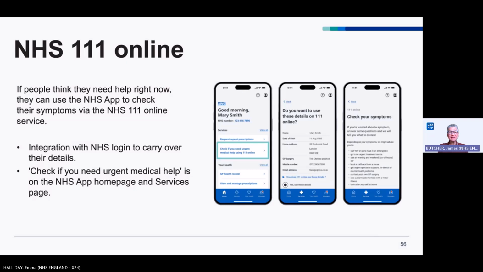Another piece of enhanced functionality here is NHS 111 online. I think this is really simplistic, so I'm not going to read the text off the screen. It is in addition, or an alternative, to the NHS 111 phone service, which has now been around for 15 years or so. If you're using it within the app, it will carry over saved details, so a patient won't have to enter the check symptoms part again, and they will get directed to the right care.